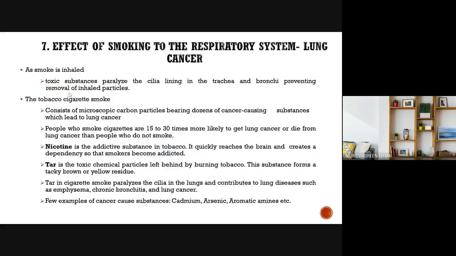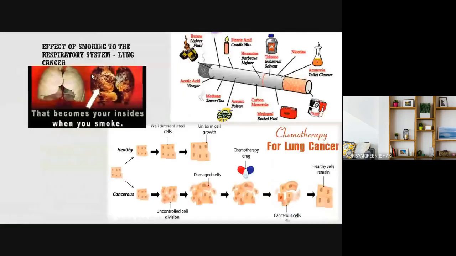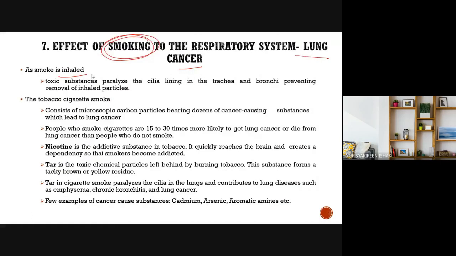So the last subtopic here is the effects of smoking on the respiratory system, where we will look at lung cancer due to smoking. So as smoke is inhaled, you inhale or breathe in the smoke. Toxic substances paralyze the cilia lining in the trachea and bronchi, preventing removal of inhaled particles.